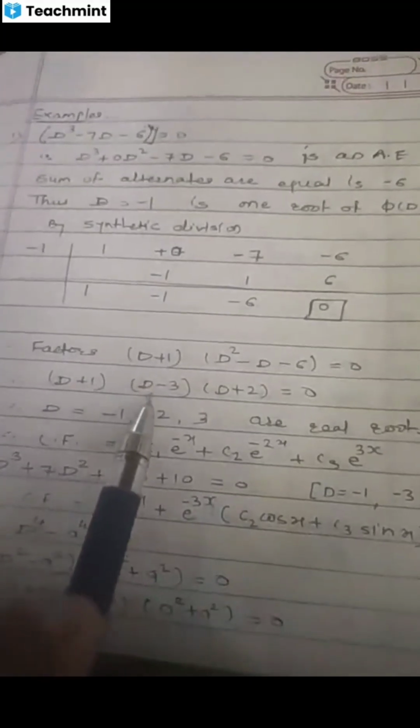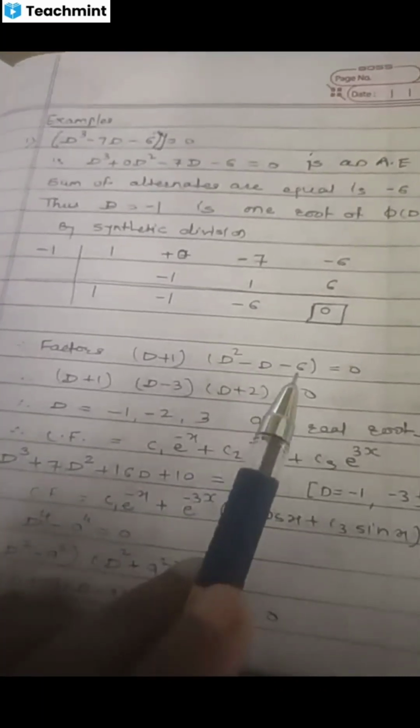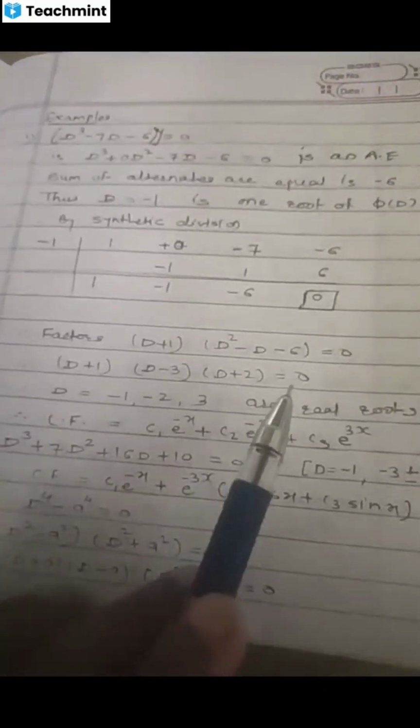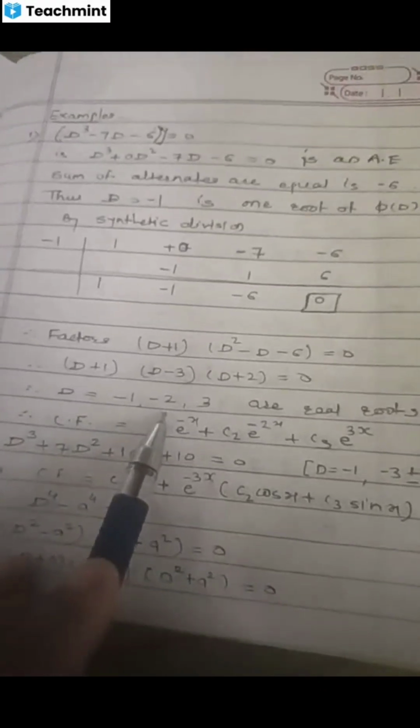D square minus d minus 6 is equal to 0, and the factors are d minus 3, d plus 2, because minus 3 plus 2 addition is minus 1 and the multiplication is minus 6. So these are the factors: d plus 1, d minus 3, d plus 2 is equal to 0. And if equal to 0, it means it gives d is equal to minus 1, minus 2, and 3 are the roots. Now there are 3 roots and they all are real numbers and distinct, different.